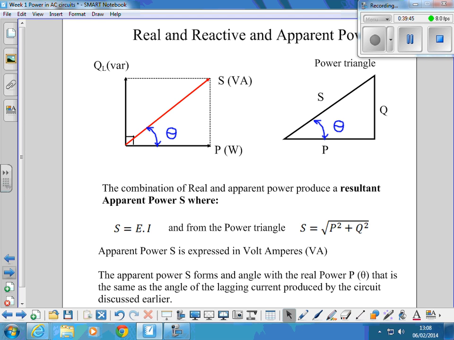So the combination of real and reactive power produce a resultant. So here's our Q, which is our reactive power. P is our real power in watts. We get a resultant between those, S, in volt amps, and there's a phase angle between them. So we can calculate S by multiplying the line voltage by the line current, or from the power triangle, the square root of the power squared plus the reactive power squared.